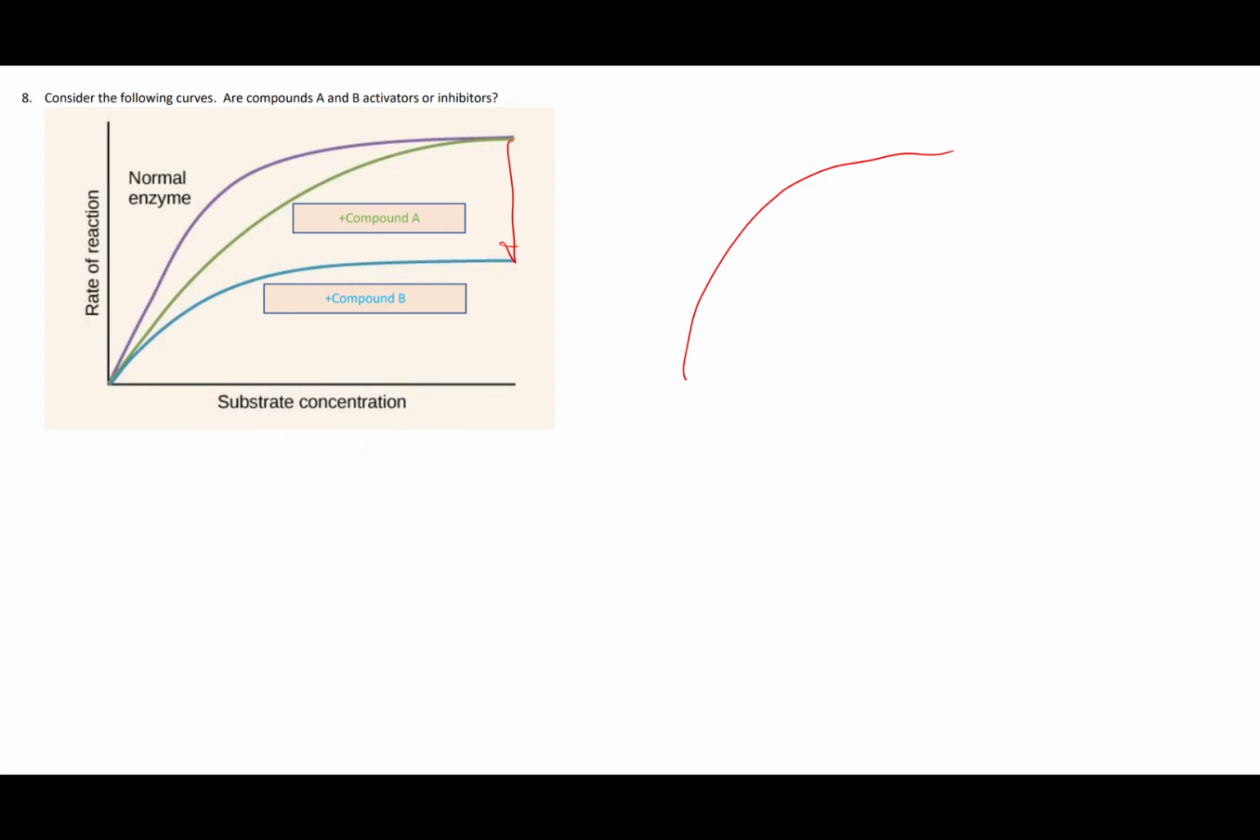So in compound A, we again want to ask the question at this particular rate here, whatever rate we want, we could choose up here if we wanted to. Let's go up here. Well, in order to get that rate with the purple compound, we need this much substrate. In the presence of compound A, we need more substrate to get the same rate. Therefore, compound A is acting as an inhibitor as well.